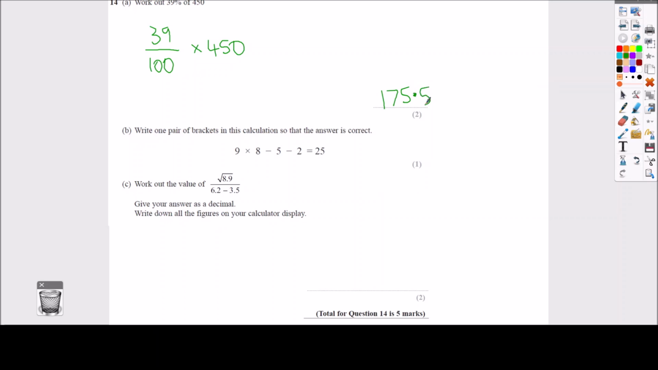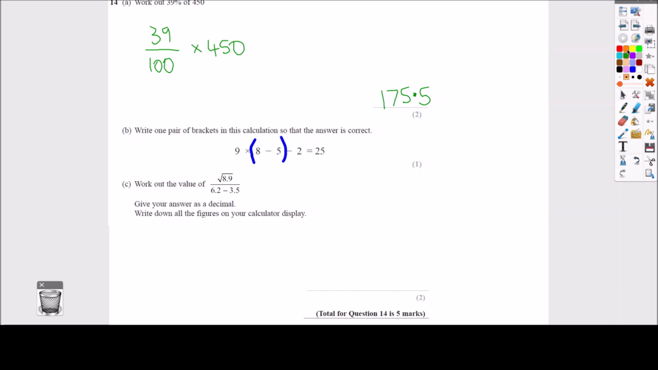175.5. Now for part B, write one pair of brackets in this calculation so that the answer is correct. So we're just thinking about BIDMAS here. So if we put the brackets around the 8 and the 5 like that, okay, so we now do the brackets first with BIDMAS. The B stands for brackets. 8 take away 5 is 3, then 3 9s are 27, 27 take away 2 is indeed 25.